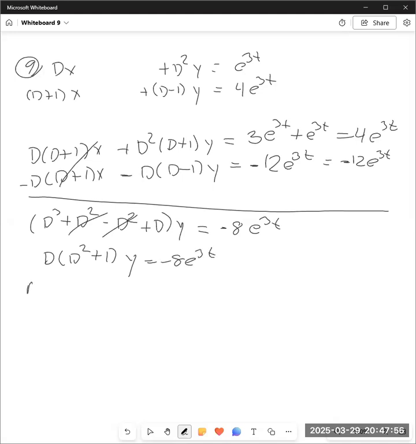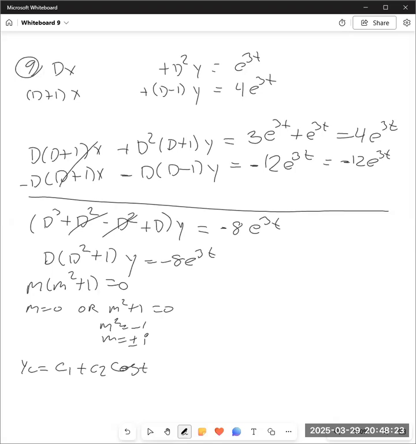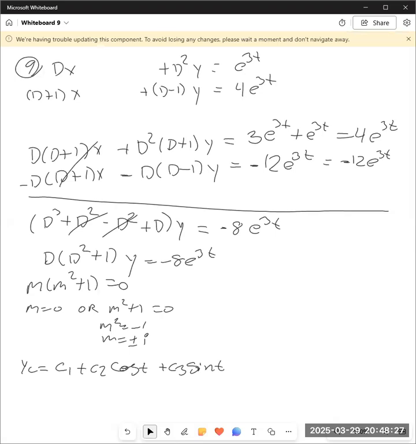So auxiliary equation, m times m squared plus 1 equals 0, m equals 0, or m squared plus 1 equals 0, m equals 0, or m squared is -1, m equals plus or minus i, making my complementary solution for y equal to c1 plus c2 cosine of t plus c3 sine of t.